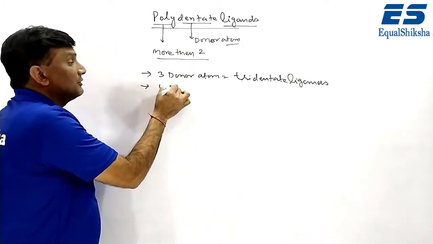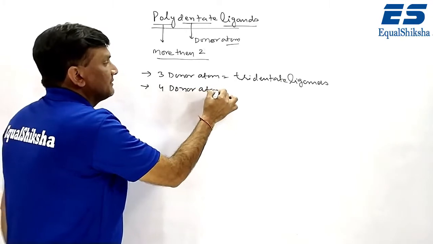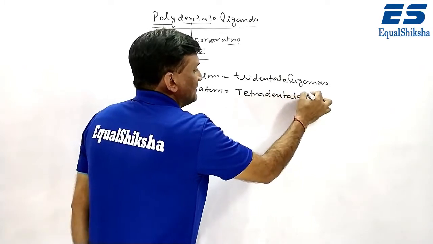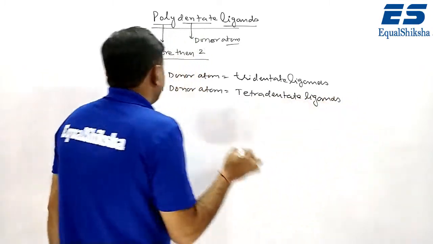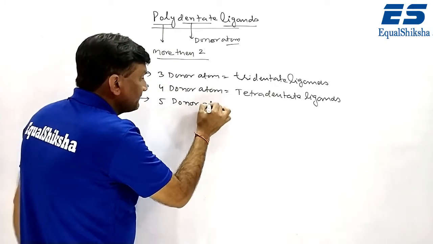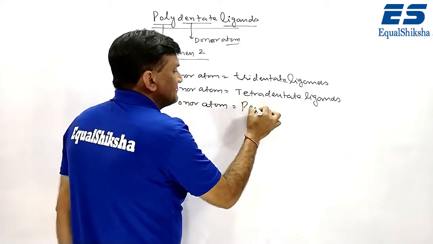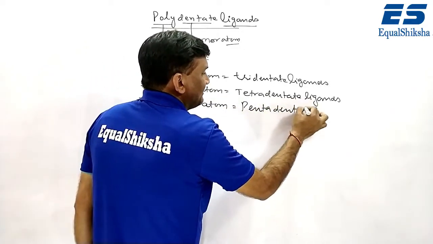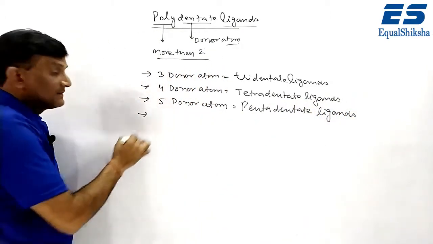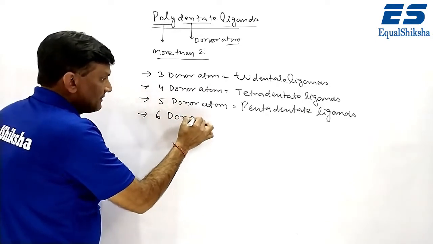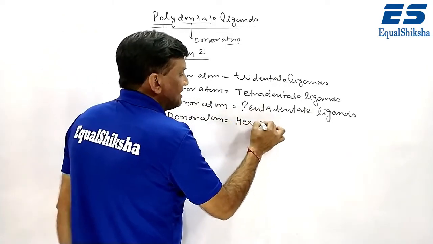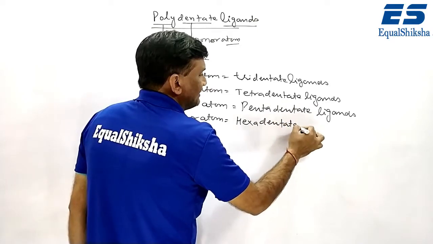If there are 4 donor atoms, then these are known as tetradentate ligands. If there are 5 donor atoms, then they are known as pentadentate ligands. And if there are 6 donor atoms, then they are known as hexadentate ligands.